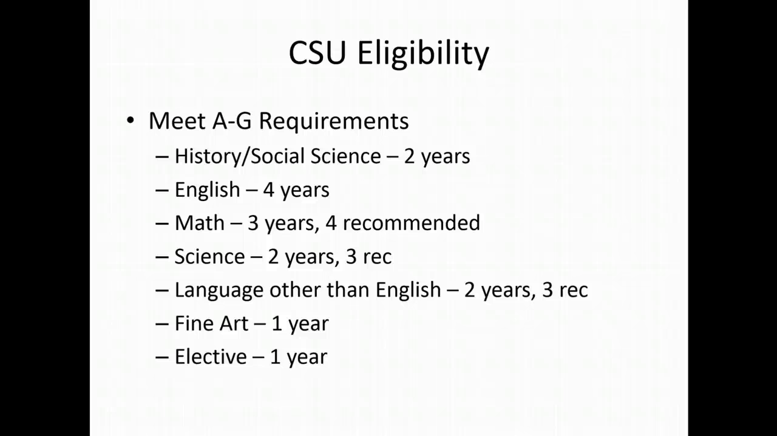Language other than English, 2 years of the same language, but 3 years recommended. 1 year of fine art, which does need to be the fine art, and 1 year of a college preparatory elective. The college preparatory elective can be satisfied if you have extra years in any of the above required categories. So for instance, if you do have 3 years of science, that third year will count for your G elective. Same goes for math, English, history, or your fine art or foreign language.